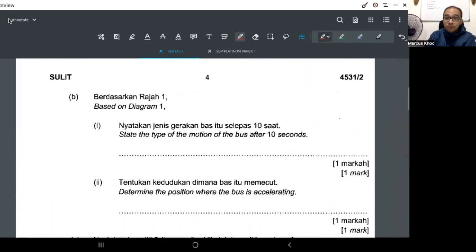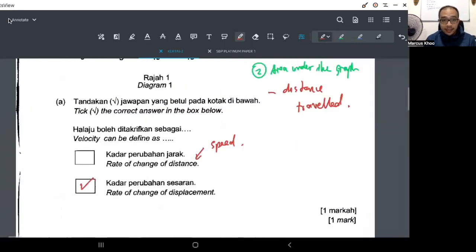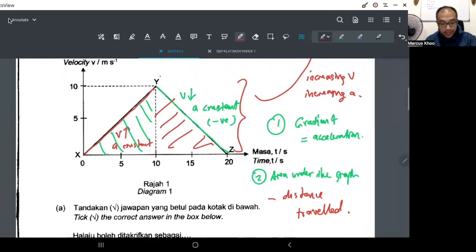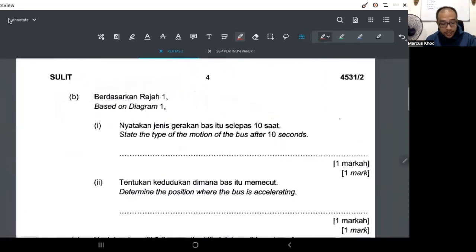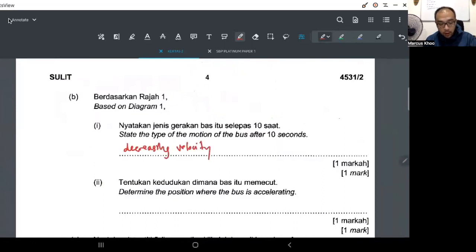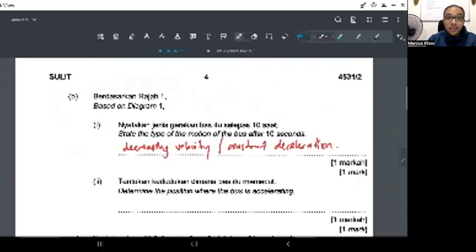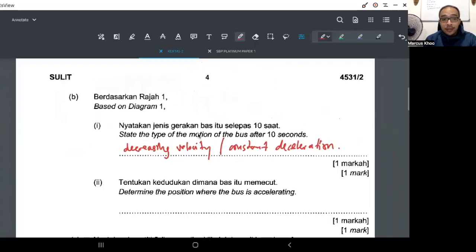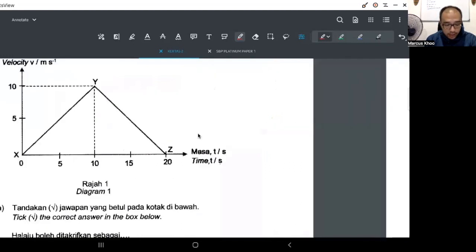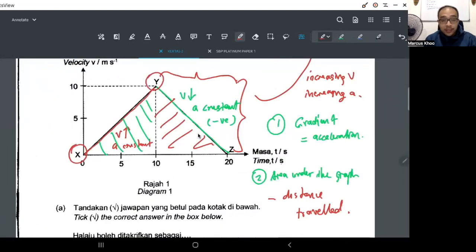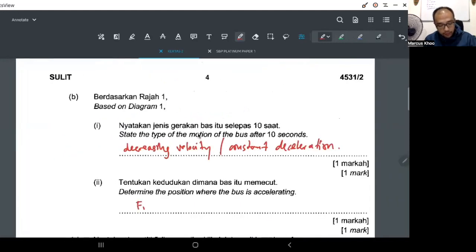B, name the type of motion of the bus after 10 seconds. So after 10 seconds, you're talking about this particular part. You can say decreasing velocity, or constant deceleration. Either one of these is fine, decreasing velocity or constant deceleration. And determine the position where the bus is accelerating. Obviously, it will be accelerating from X to Y. All right, so you write from X to Y.